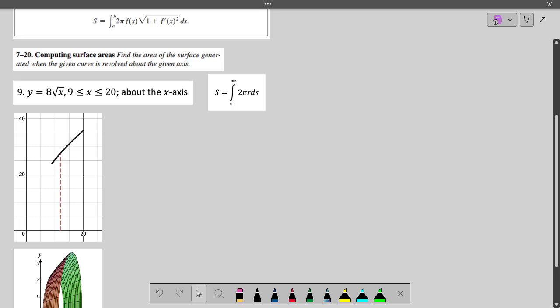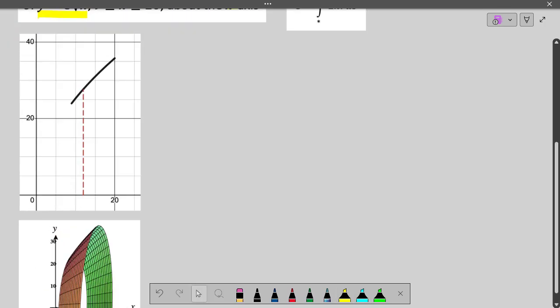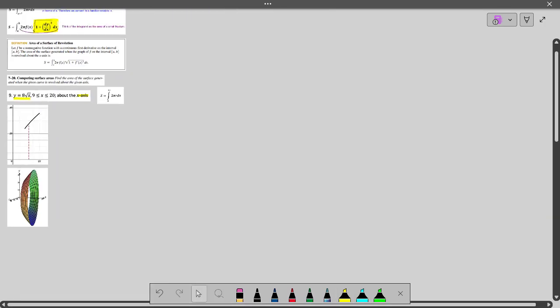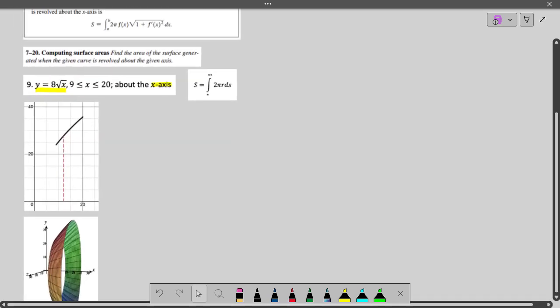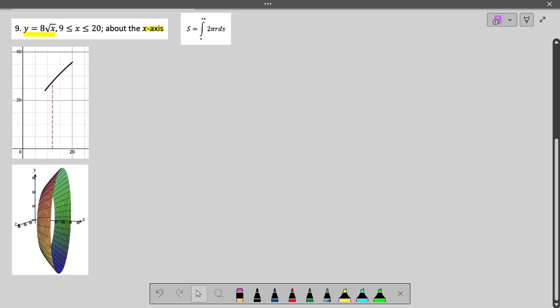So there's our generic formula. We are given a function of x, and we're going to rotate it around the x-axis, and create that shape right down there when that rotates around.